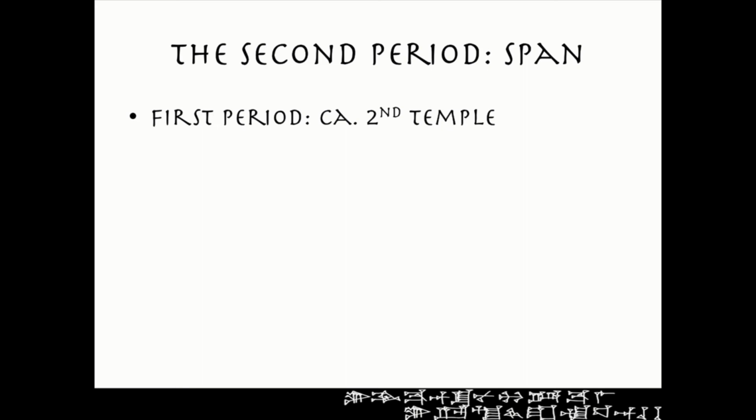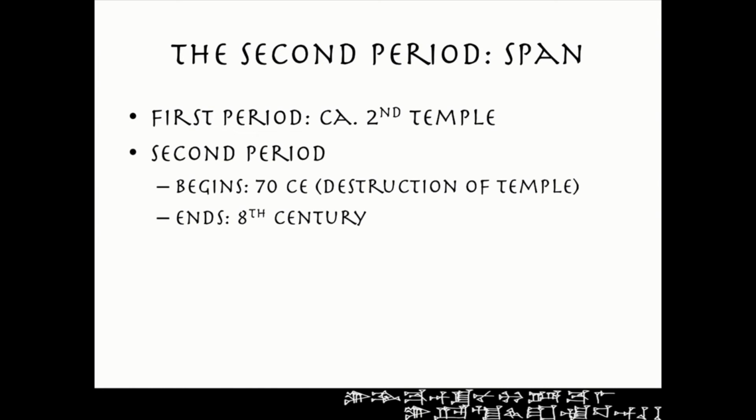We looked at the first period yesterday, and it essentially covered at least the latter portion of the Second Temple period. Maybe earlier, it's hard to tell. The beginning is unclear. But it ended with the destruction of the Second Temple in 70 CE. Well, that's where period 2 picks up, from the destruction of the Second Temple to about the 8th century. So what were the texts transmitted like? How were they copied? And what the sources are all come from that period.